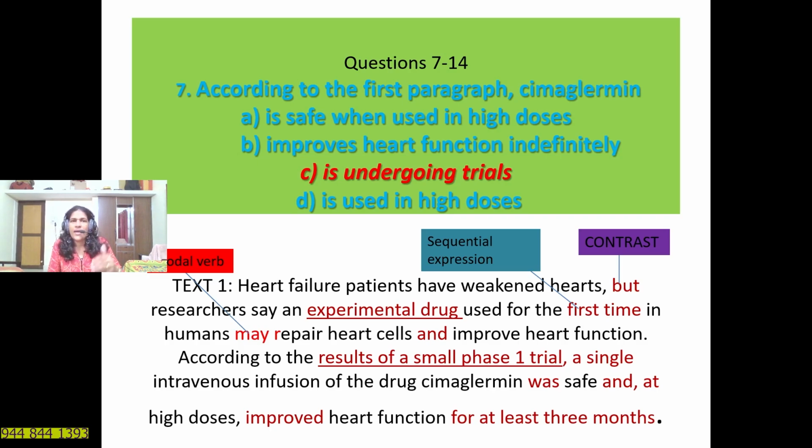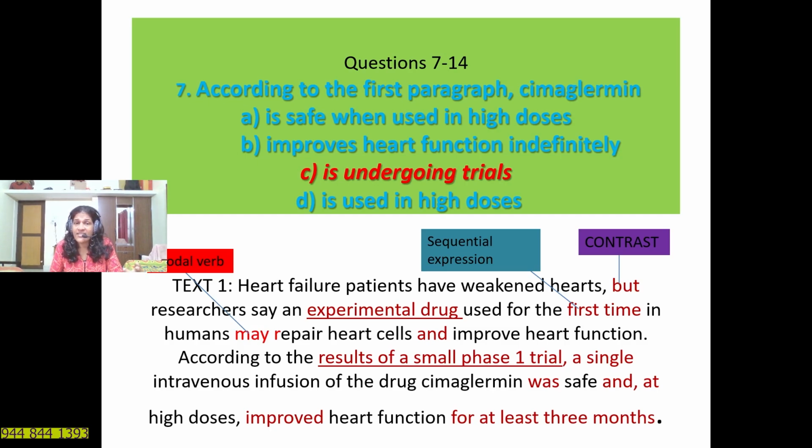Having read the text, let us understand what the question is. According to the first paragraph, simaglermen is a drug, right? Now they want to say what it is. Now let us find the keywords. Keywords here are experimental drug, results of a small phase 1 trial. These things say that the trials are going on. They have not concluded. Still the trial is going on. So the option is safe and used in high doses.